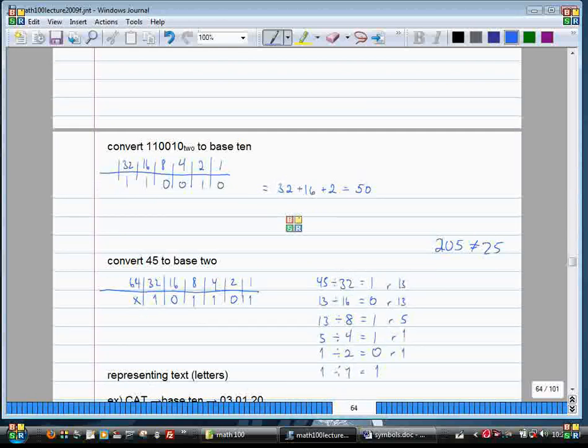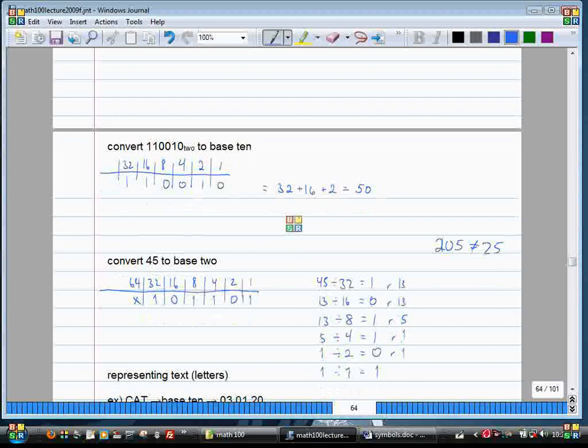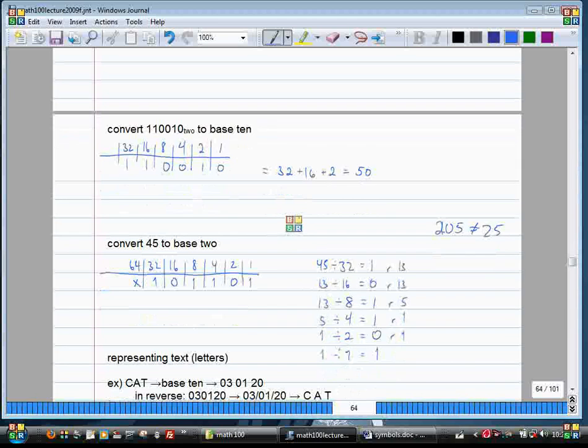C would be 03. And what would A be? 01. And what would T be? What letter of the alphabet is T? It's the 20th letter. So you write it as 20. So that's if you wanted to send the word cat in code.